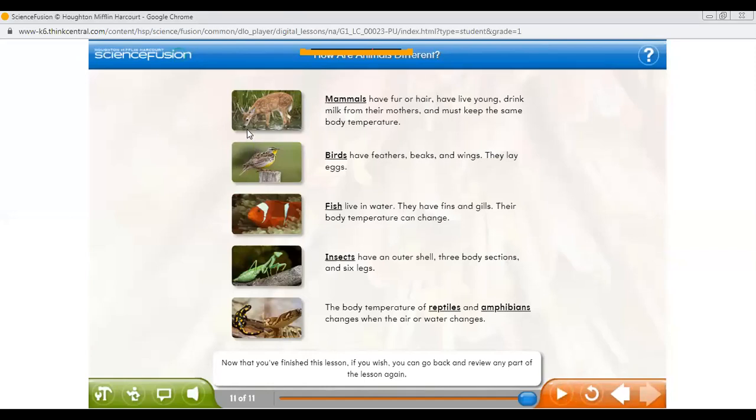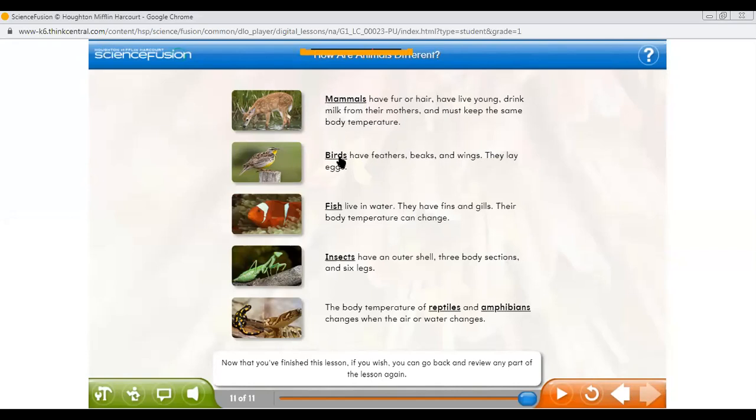So now the mammals, what are the features of the mammals that you have studied in the lesson? Mammals have fur or hair on their body. They give birth to live young and they drink milk from their mother's body. And also, they keep the same temperature, they don't change. Unlike the fish or the amphibians, they keep the same temperature. Even when it is cold, they have to keep their body warm.